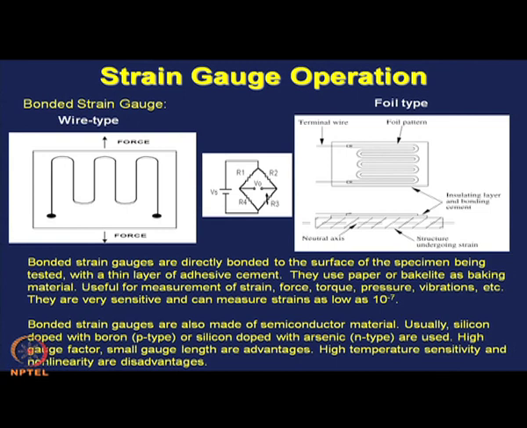Bonded strain gauges are also made of semiconductor material, usually silicon doped with boron gives us P type semiconductor strain gauge, and silicon doped with arsenic gives us N type semiconductor strain gauge. High gauge factor and small gauge length are its advantages. However, high temperature sensitivity and nonlinearity are disadvantages.